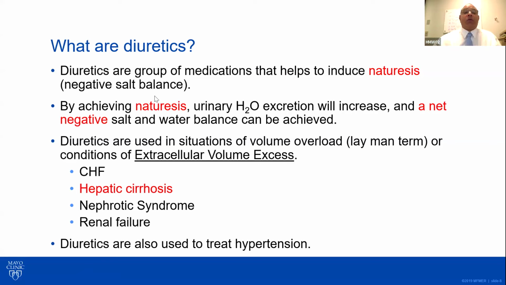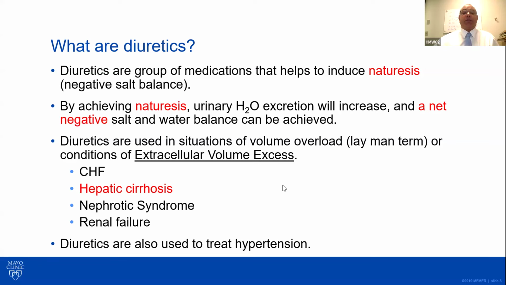And we know that diuretics work by getting salt out of your body. Natriuresis is not because of volume increase; it increases salt excretion first of all. Negative salt balance is the aim. Once you achieve negative salt balance and natriuresis, the water will follow by osmosis, and urinary water excretion will go up to achieve a net negative salt and water balance. So this is the concept about diuretics.